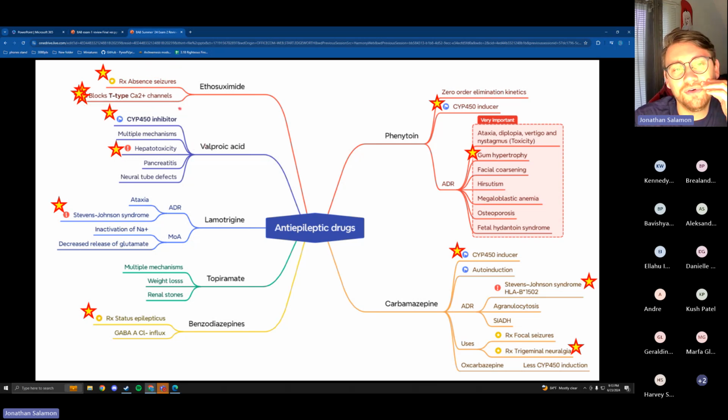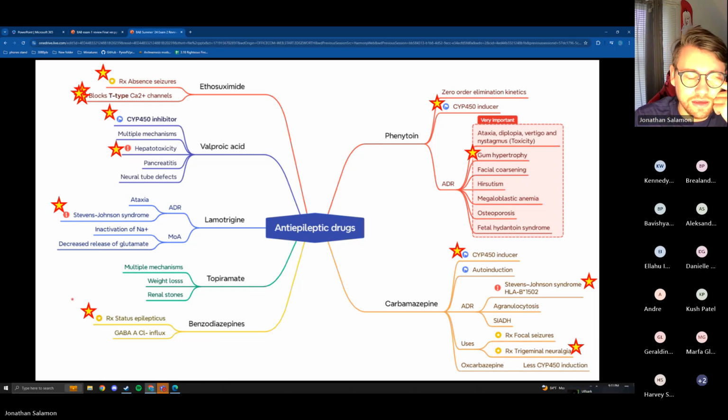Beyond that, know that valproic acid is a CYP inhibitor and that phenytoin and carbamazepine are CYP inducers. Also know that lamotrigine and carbamazepine can cause SJS. It is more associated with carbamazepine. Also know that you use carbamazepine to treat trigeminal neuralgia. They like to ask that for some reason.